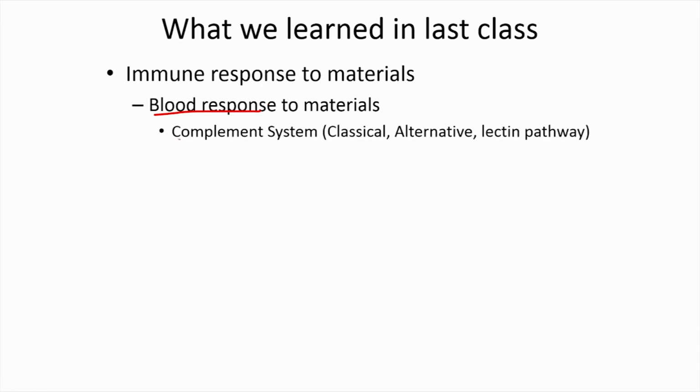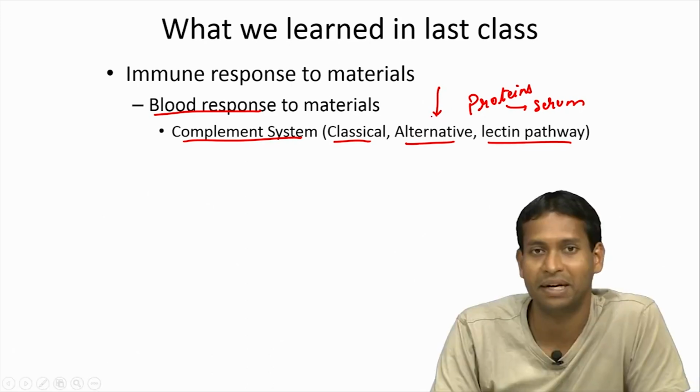One is the complement system, which consists of several proteins that are already circulating in serum, and there are various ways in which it can be activated. Three major ones are defined as the classical, alternative and lectin pathways. What we also discussed is that the alternative pathway is the major response causing activation against materials.